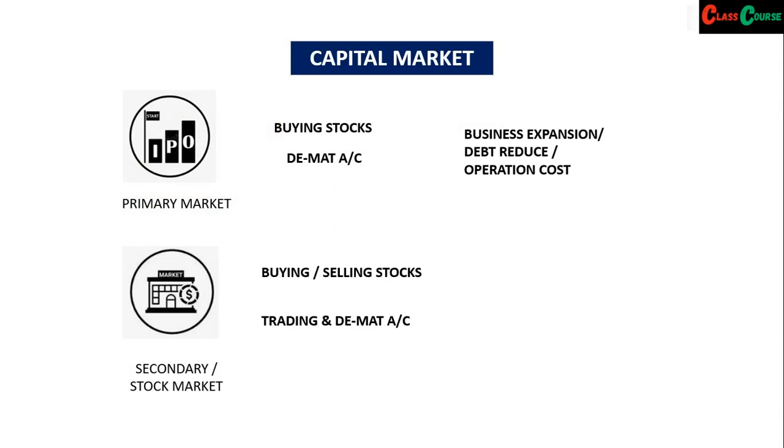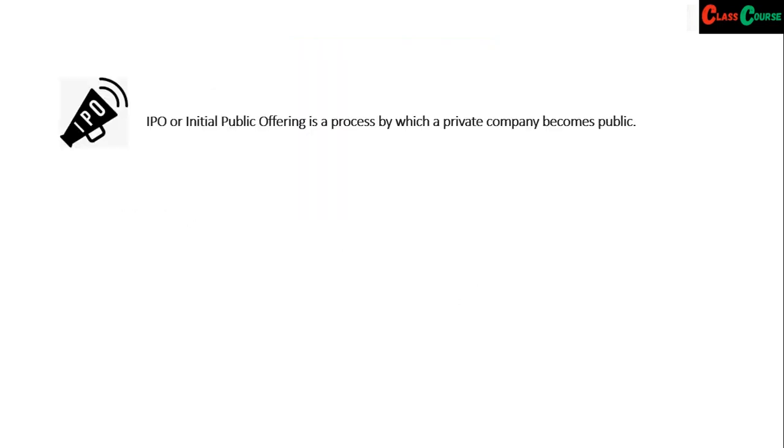Now coming to the secondary market, in the secondary market you can buy and sell stocks, and you can have a trading and demat account. Stocks have demand and supply. If the share price is having a good demand, and there is also good supply happening in the secondary market, then it is not illiquidity; there is good liquidity. Now coming to the detailed explanation of IPO.